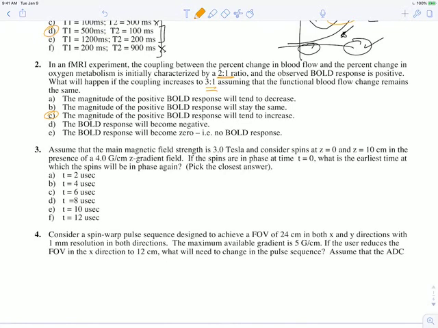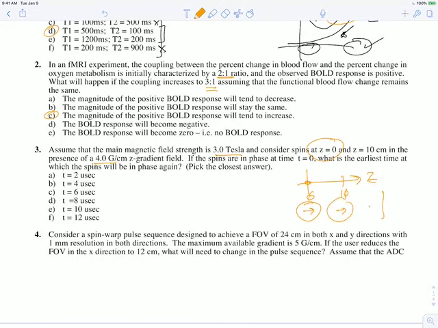So now we're going to say that we're in a magnetic field of 3 Tesla. We have spins at 2 locations, 0 and 10 centimeters along the z-axis. Okay. And then I have a 4 Gauss per centimeter gradient field. And so I start the spin spinning at t equals 0, right? So at t equals 0, the spins are aligned, right? The one at the isocenter is going to just stay there, right? Because it's not having any extra field.